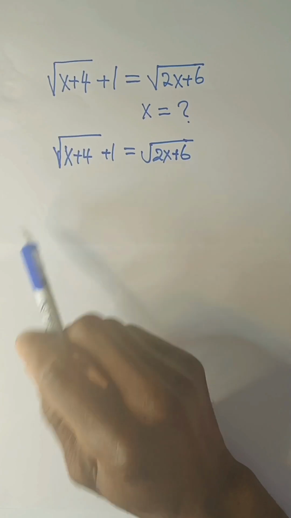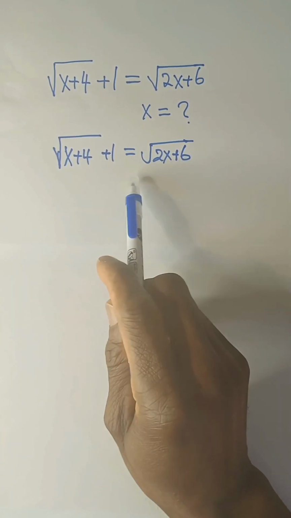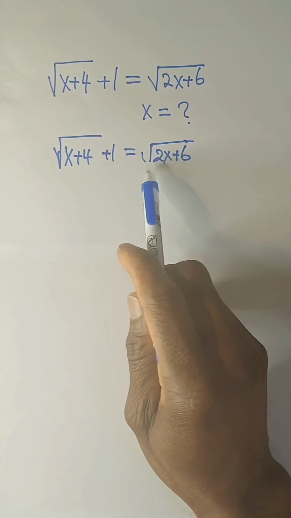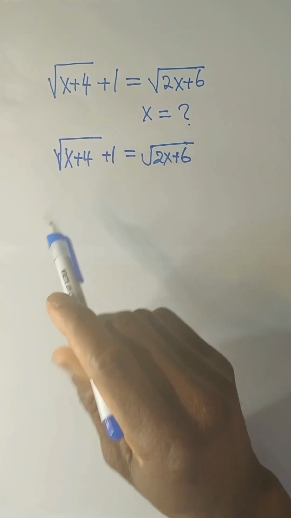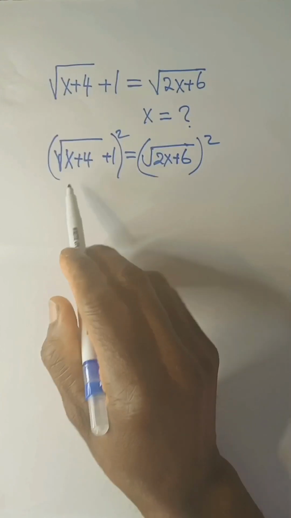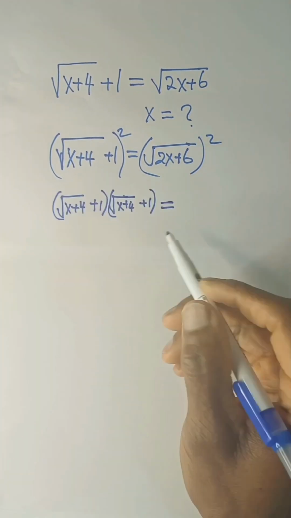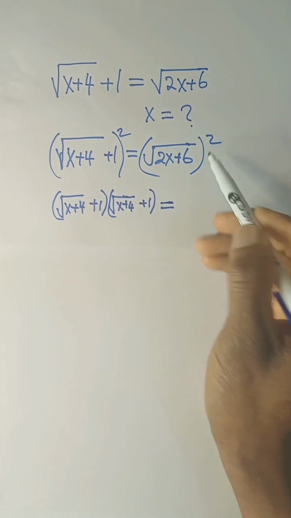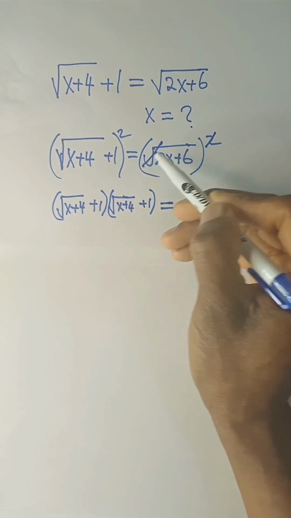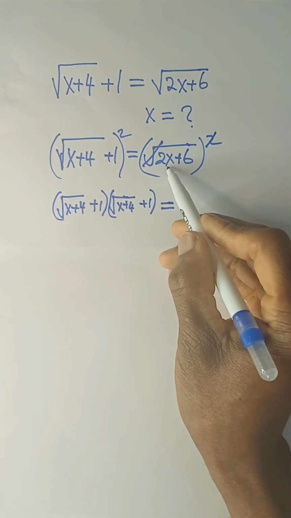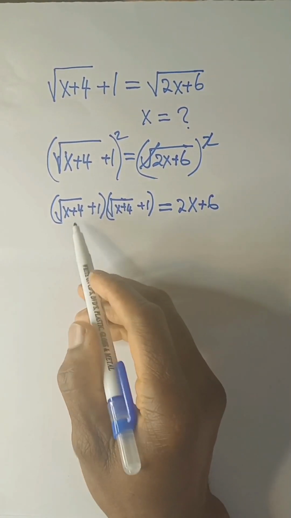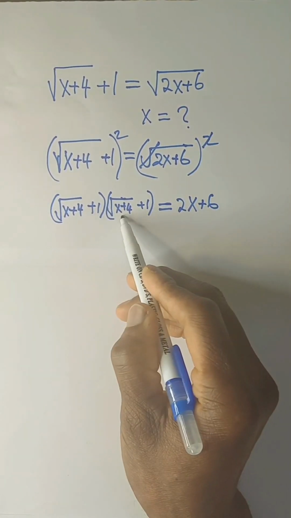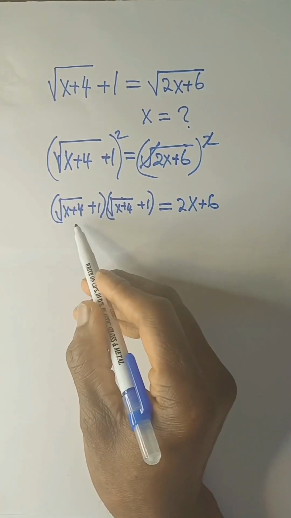Let's begin. The first thing we're going to do to answer this question is to get rid of one of the radicals. To do that, let us square both sides of the equation. On the left hand side, we are going to expand the expression. On the right hand side, this square will cancel out the square root radical. We will be left with 2x plus 6. Now, let us multiply what we have on the left hand side. The square root of x plus 4 times the square root of x plus 4 will give us x plus 4.